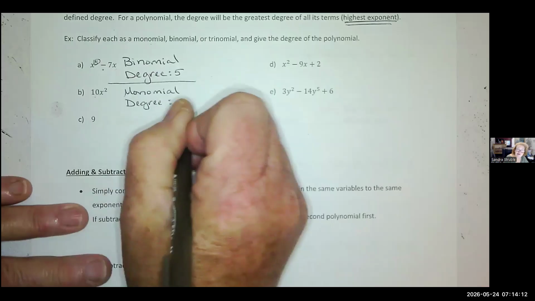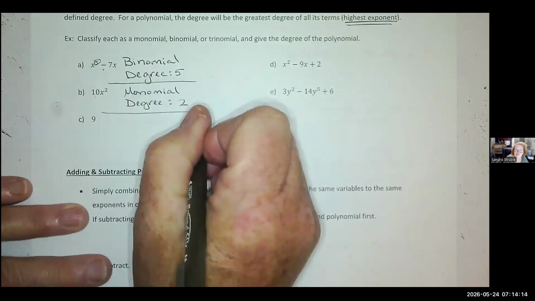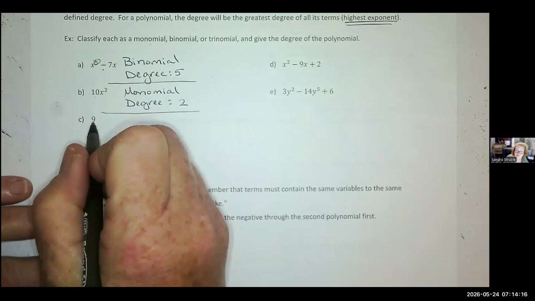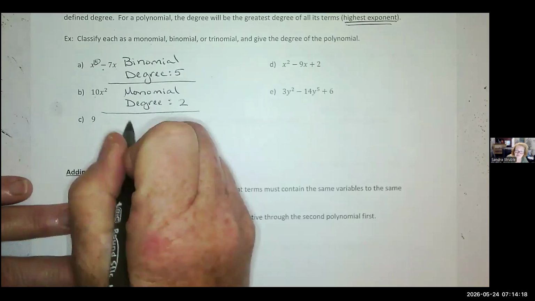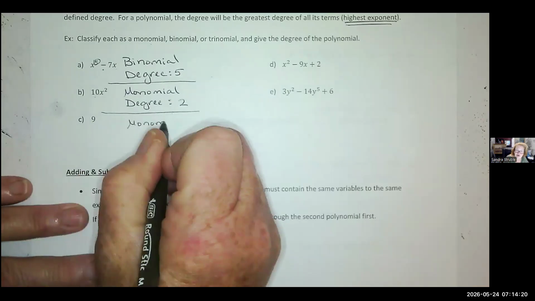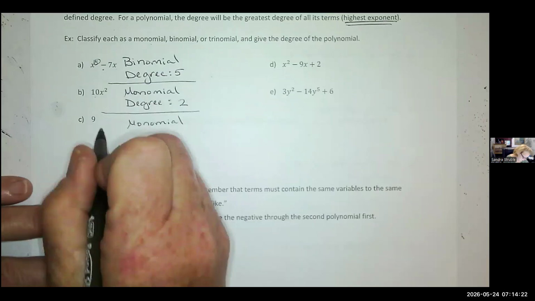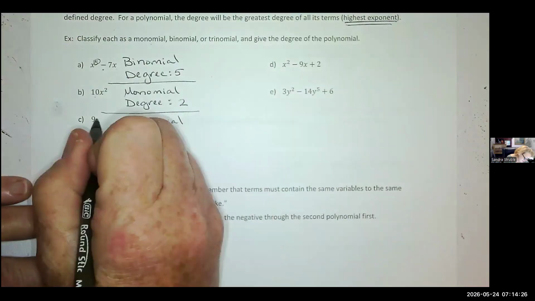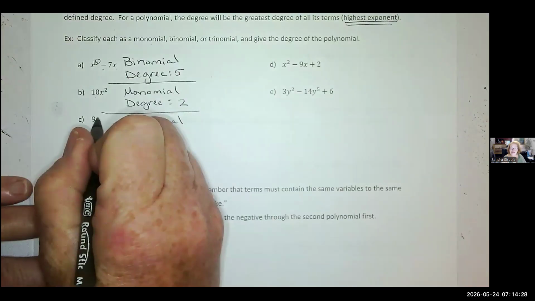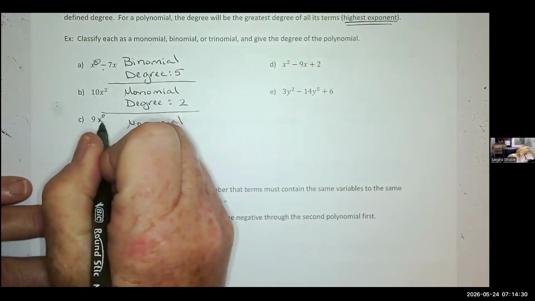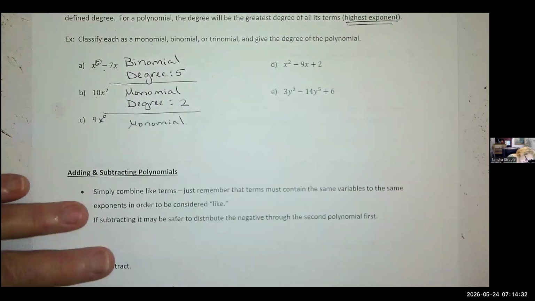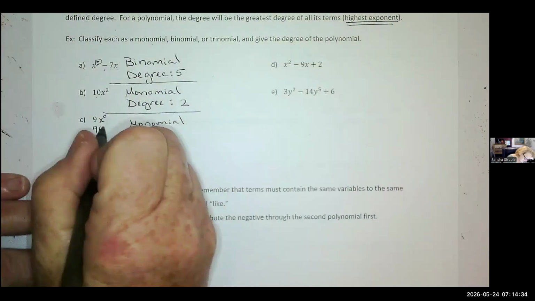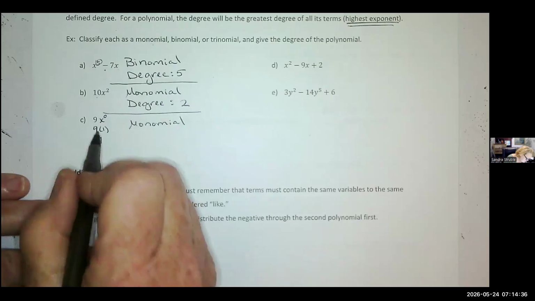Now here's the trick one. First of all, it's a monomial because there's only one term. But second of all, there's no x. Now, remember earlier I told you that if there is no x, that means x would be to the 0 power, because anything to the 0 power is 1. So this would be 9 times 1, which is 9. So your degree is 0.